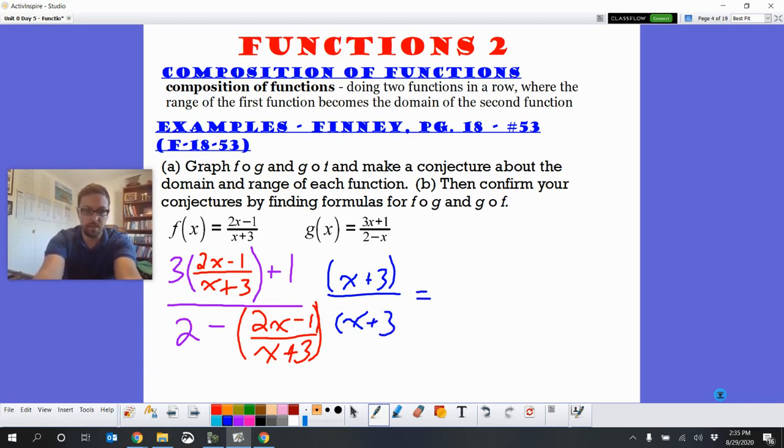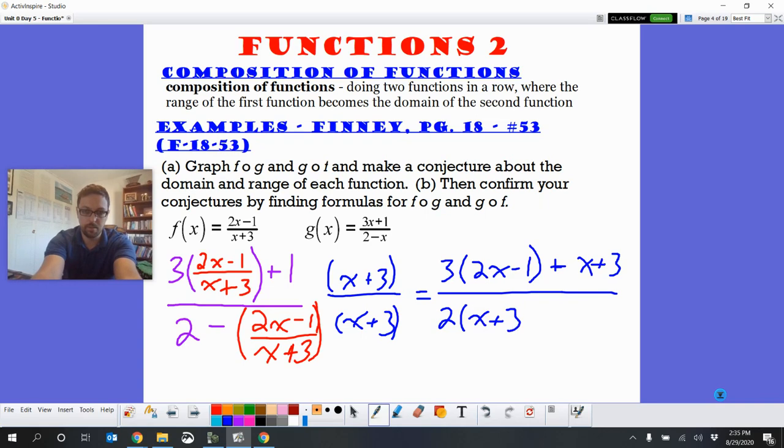So we get 3 times 2x minus 1, because that red denominator goes away, plus 1 times x plus 3 is x plus 3. And the denominator, we've got 2 times x plus 3. And then minus, we've got 2x minus 1. All right.